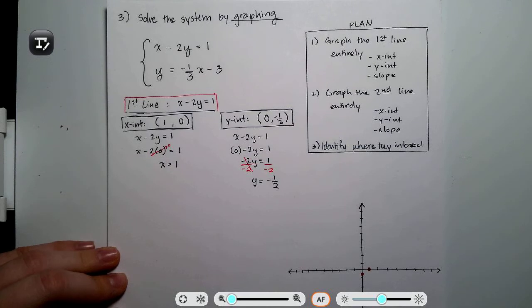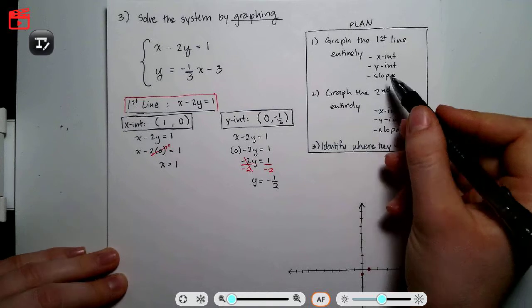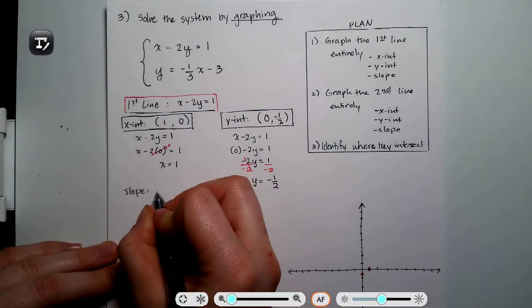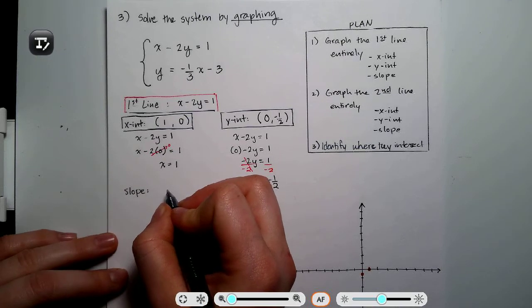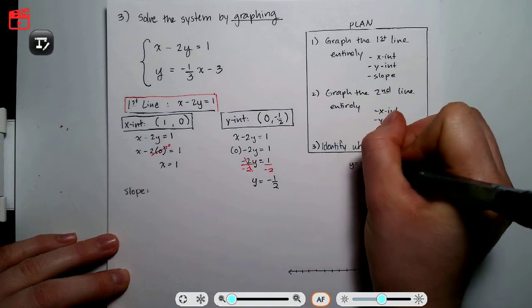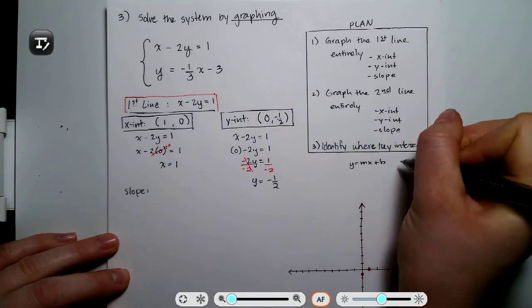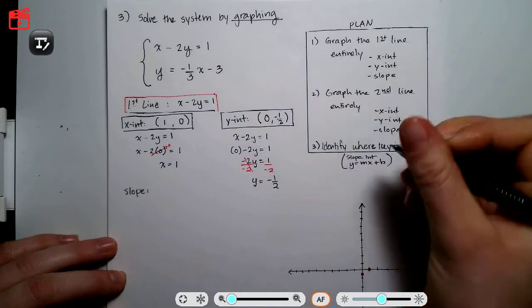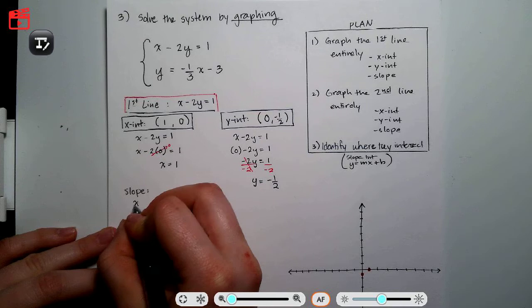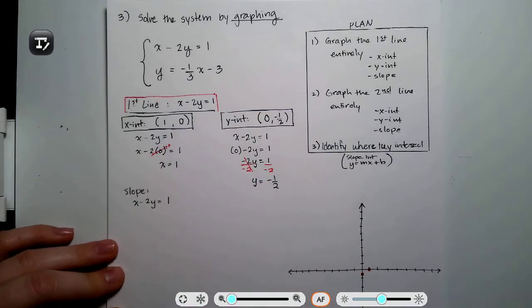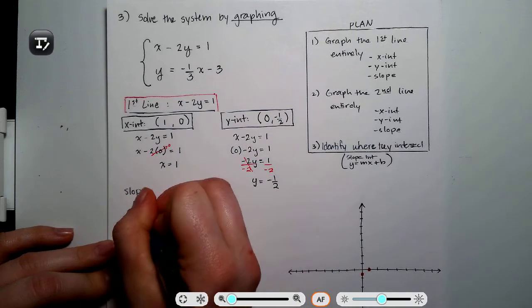All right, so remember, when we're graphing a line, we need 3 points. So to find our third point, we're going to use our slope. So let's find the slope. Okay, to find the slope, we need to get our equation in y equals mx plus b form, or slope-intercept. And at the moment, our equation is not in that form. So we need to solve for y. To get y by itself, we're going to subtract x from both sides.